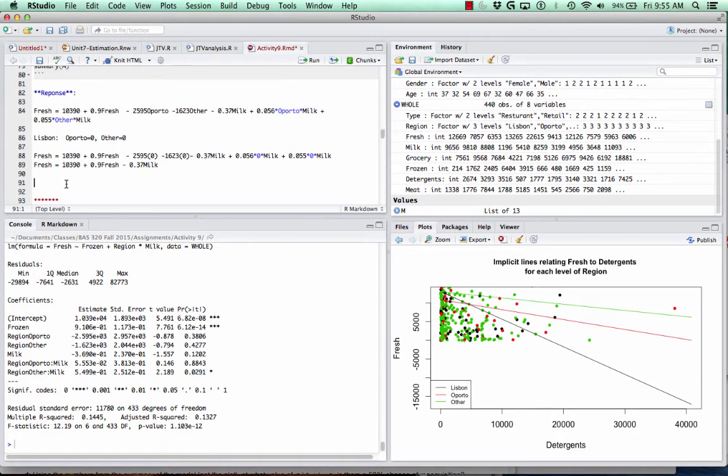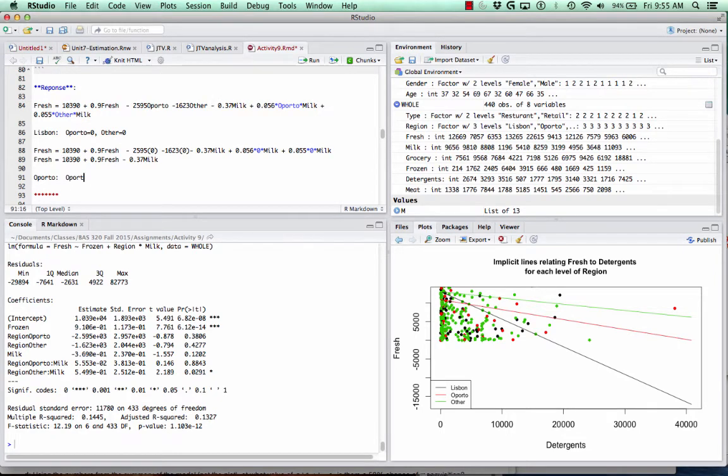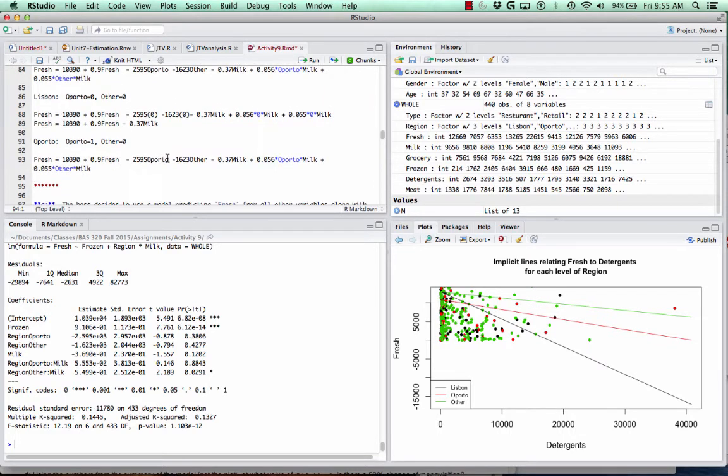And then we want to know the equation for those Oporto customers. So there, the indicator variable for Oporto is 1, and the indicator variable for other is 0. So once again, we'll start out with the overall regression equation, and we'll just plug in the relevant values. Oporto is 1, other is 0. And now I can simplify a little bit. 10,390 plus 0.9 frozen minus 2,595, because that's times 1. Then minus 0.37 times milk plus 0.056 times milk, because 0.056 times 1 is just 0.056. And then this is 0, so I don't have to include it. And now I can simplify.